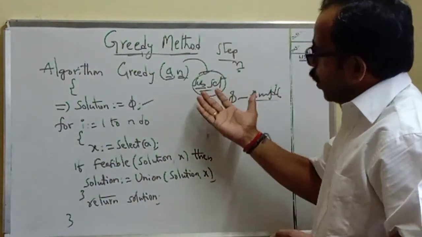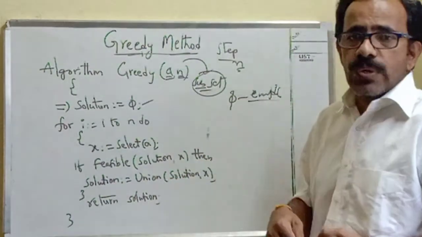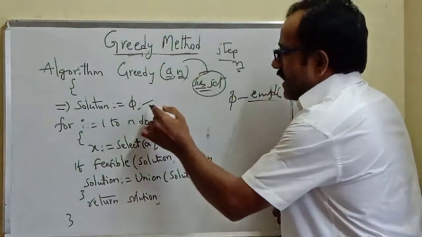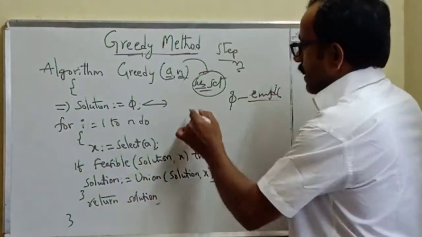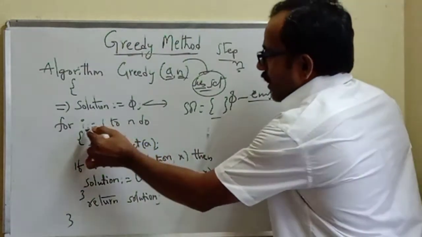If inclusion of that element is producing a feasible solution, then immediately we can update the solution. Okay, so those are the steps explained here. First, initialize the solution as empty. Solution equal to empty set. Now take the loop.